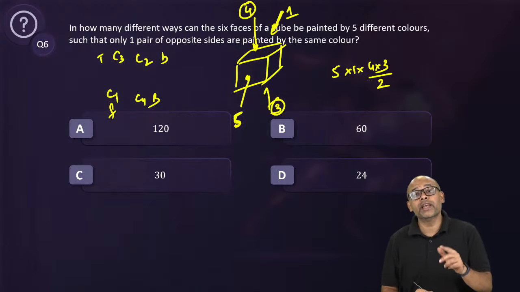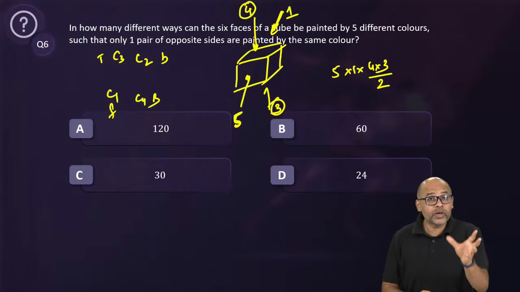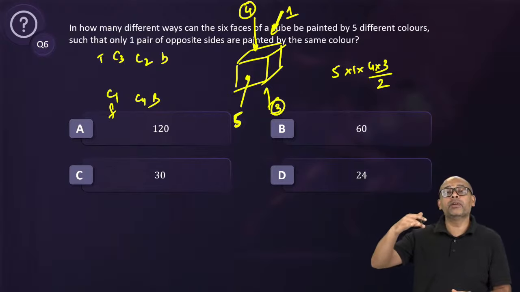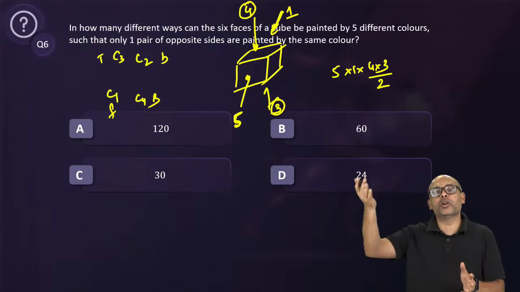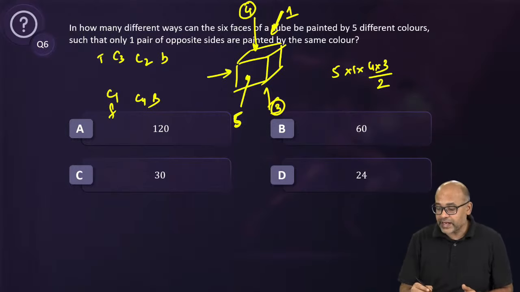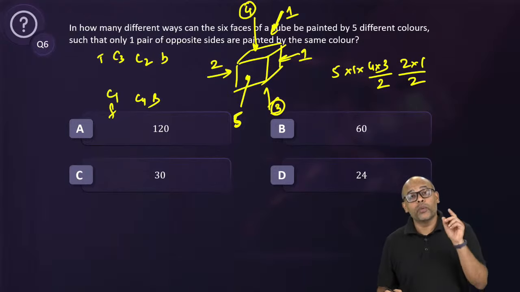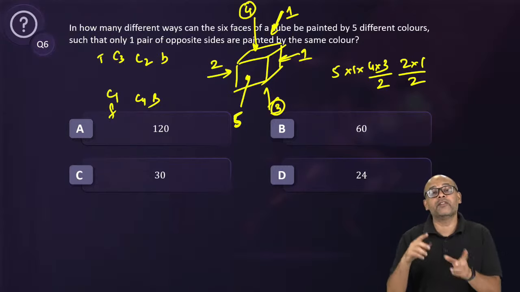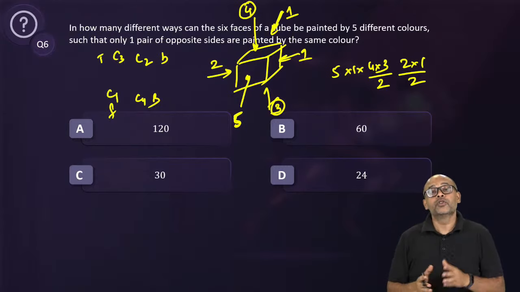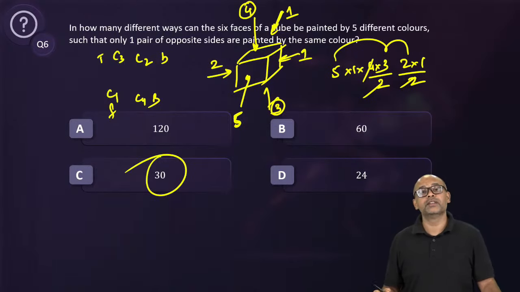I should divide it by 2, because mathematically 4 into 3 is 12, but visually, top and bottom different colors, if I just invert it, I'll get bottom and top, just like your necklace case. So by 2 is what I need. Similarly, now this side can be filled up with 2 colors and this side will be filled up with 1 color. So 2 into 1. But again I'll get a by 2 here. Why? Once again, left and right is same as right and left when you're talking about visualization. So it should not count it multiple times. So the answer will be 5 3s are 15, 15 2s are 30. The answer should be option C, 30.